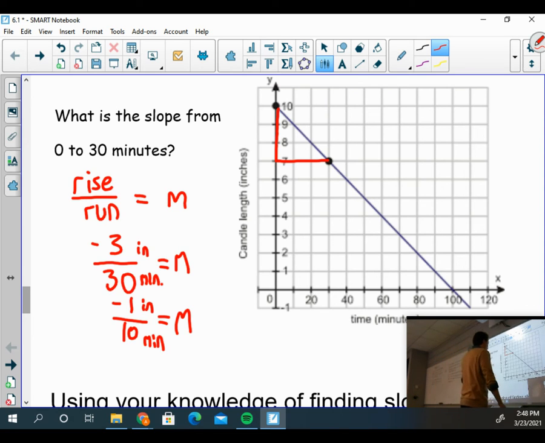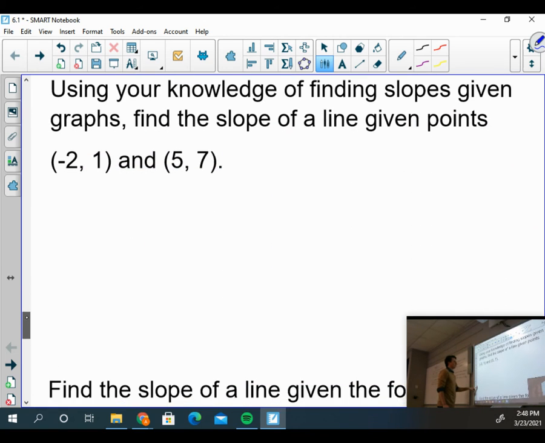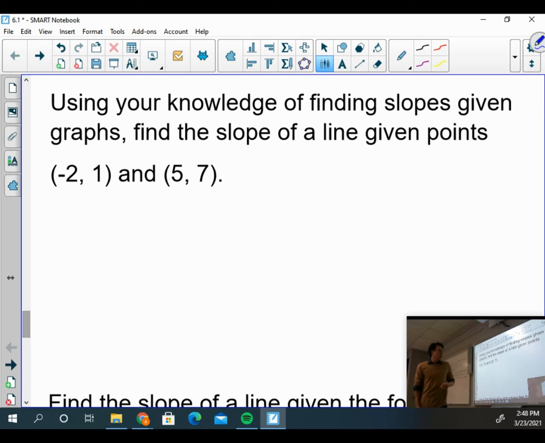Okay? And we can see here, if we want to do a little bit more interpreting, the candle burns out at 100 minutes, which, as far as candles go, probably don't want to buy this one. Doesn't even last 2 hours. Either way, though, you can see how we calculate slope in graphs. Next problem. Using your knowledge of finding slopes given graphs, find the slope of a line given these points. Go ahead and try this on your own.